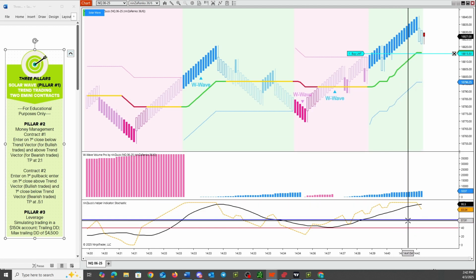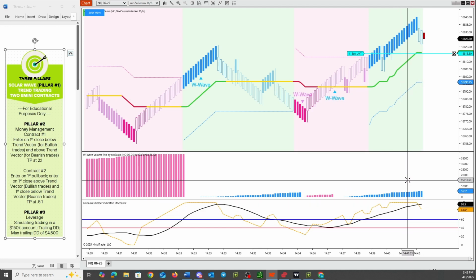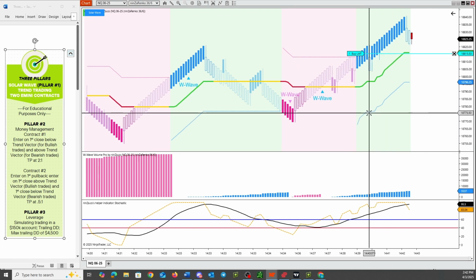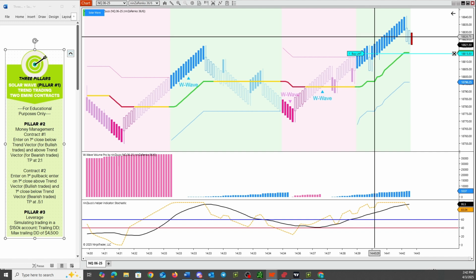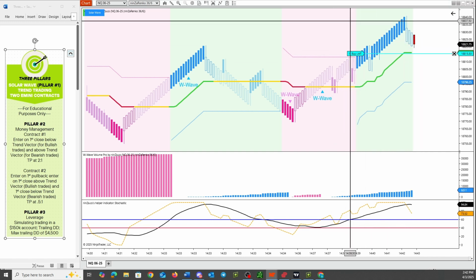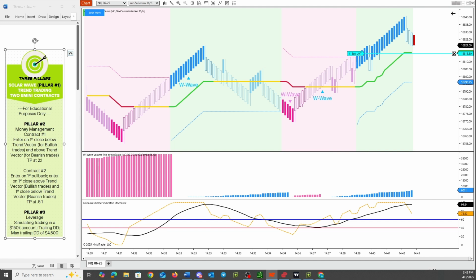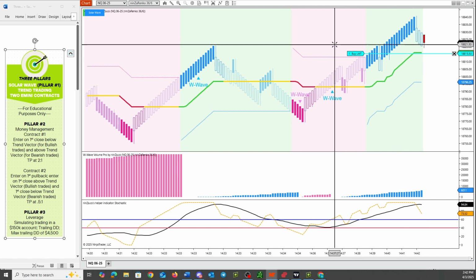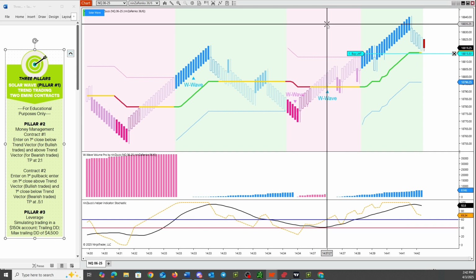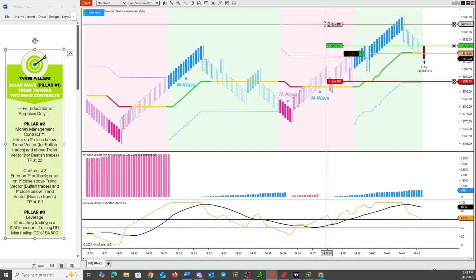Alright, we get a pullback. So we don't know if, oh man, I never put the Ninja bar status on this. I'm lost without those. Where is my Ninja bar status? Okay, I'll have to use something on another chart. There we go. Okay, we're in on one.